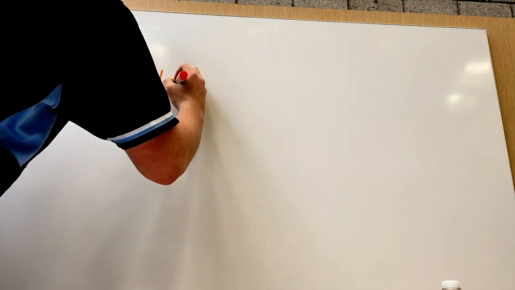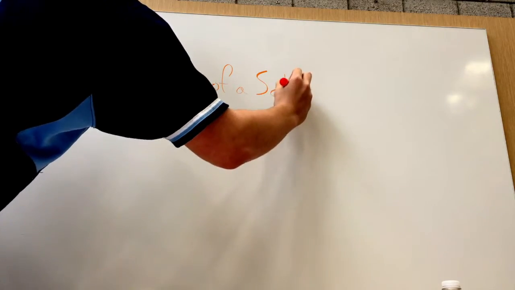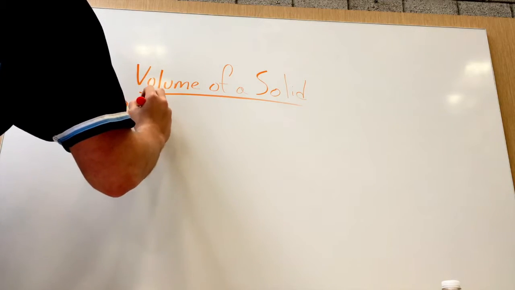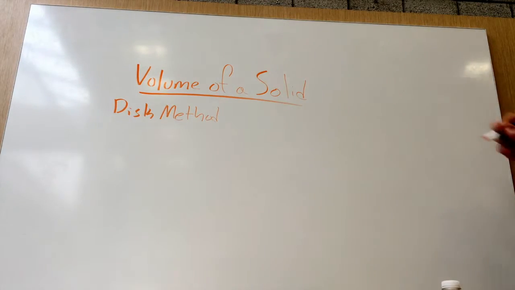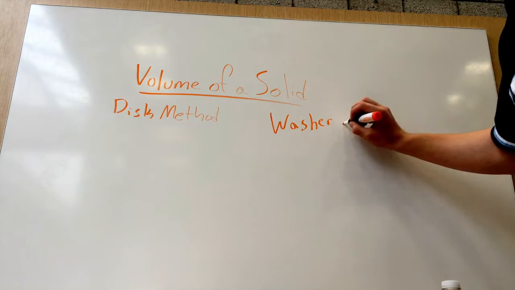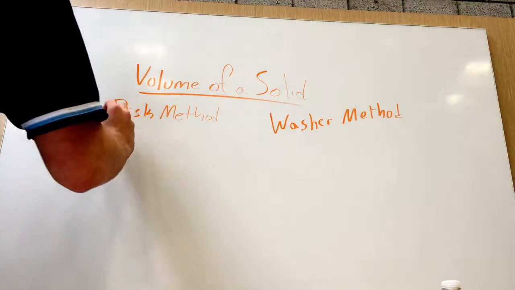So in this video, Bruce and I will be showing you how to find the volume of the solid through two different methods. The first method we have is the disk method, which is a little more basic, and the second is the washer method, which is almost a take on the disk method, just a little more to it, and we'll show you that a little later.